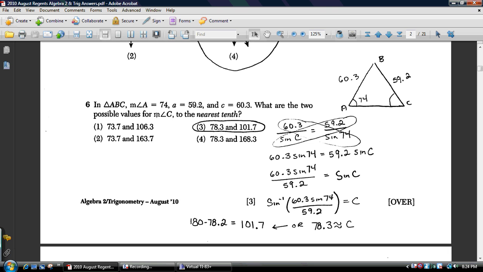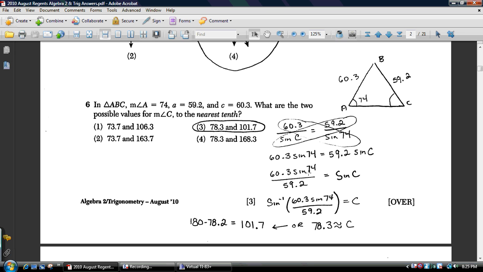What are the two possible values of c to the nearest tenth? The first thing I did was draw this diagram out. A was 74, little a across from it, 59.2, c is 60.3, and it asks for the angle of c. Use the law of sines. So side C is to the sine of C as side A is to the sine of A. And cross multiply, divide, you get this funny looking thing.